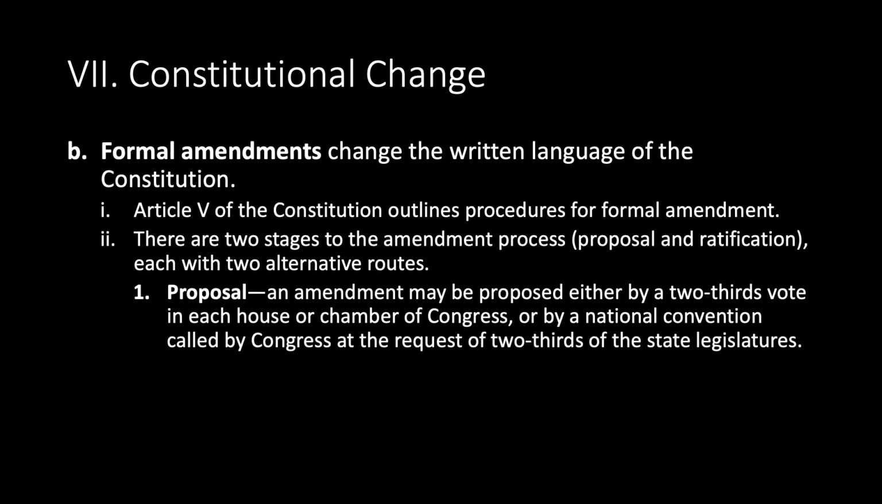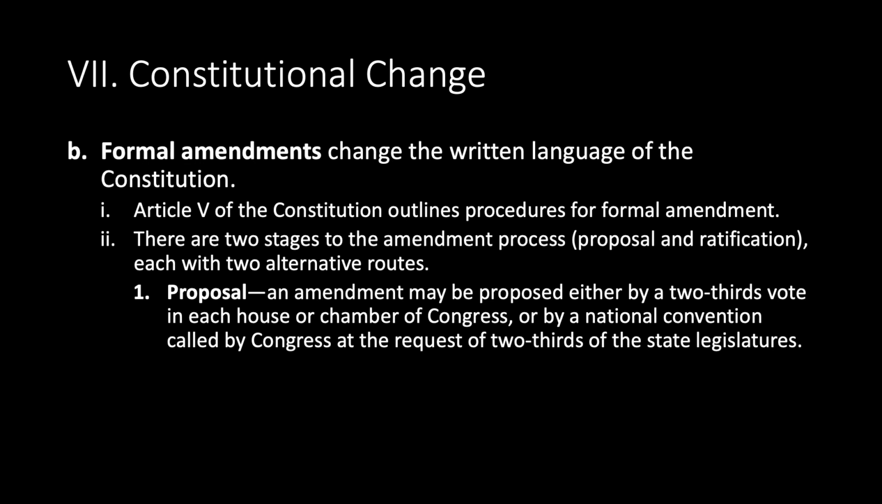Now, an amendment to the Constitution can be proposed by either a two-thirds vote in each House or Chamber of Congress or a national convention called by Congress at the request of two-thirds of the state legislatures. So in other words, an amendment can start off in the House or the Senate as long as you get two-thirds vote from each of those. Okay, there can be a national constitutional convention called at the request of the state legislatures.